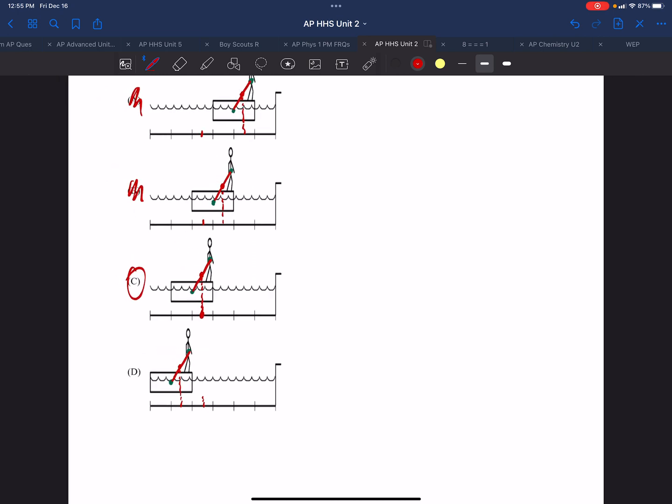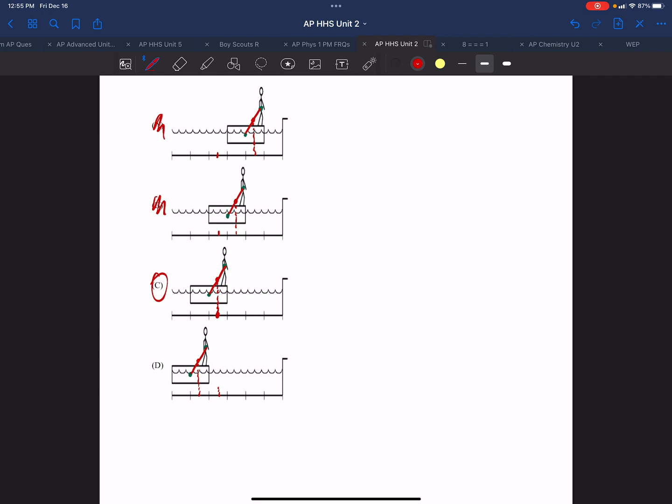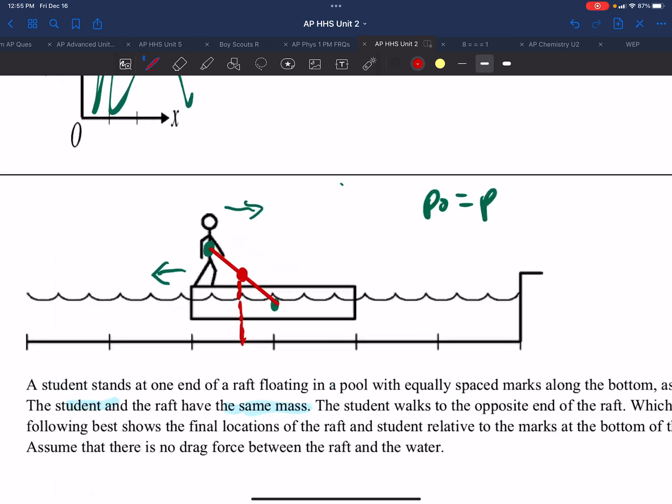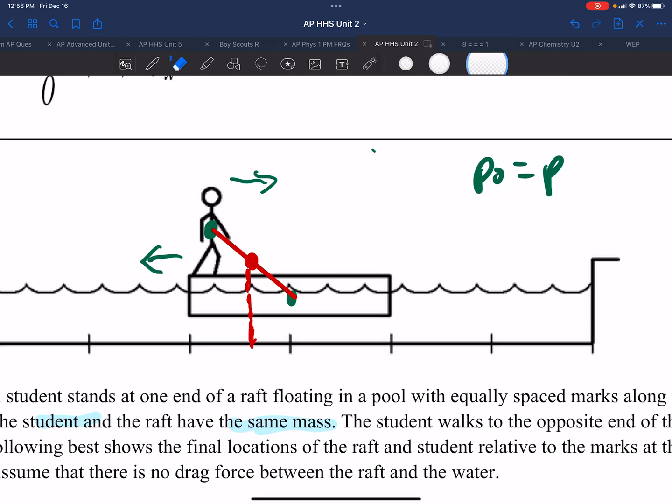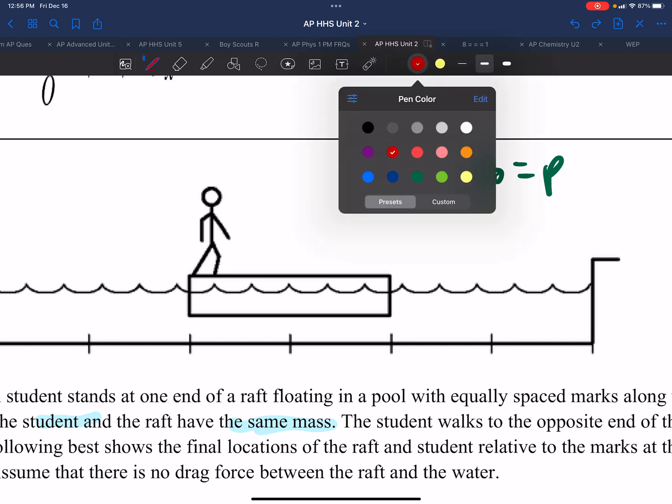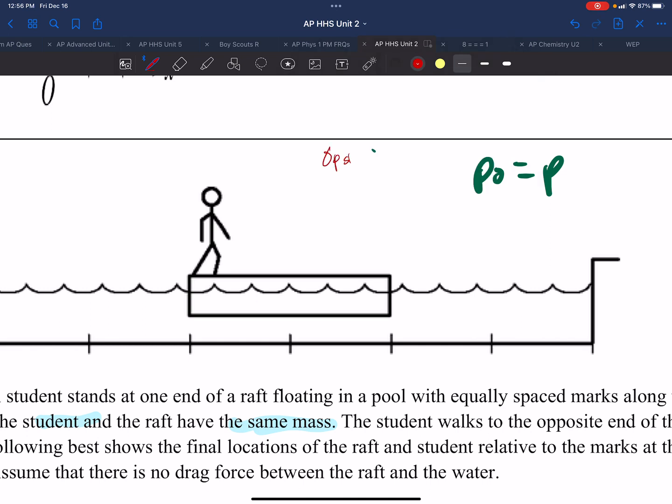This is not the intuitive way to go about doing this, but it is the easiest way to go about solving this. The other way we can think about this, however, is to think about this from the momentum and the velocity. So if we have a change in momentum, the change in momenta of each body must be equal. The delta P of the student must equal and be opposite to the change in momentum of the raft. And so this is M delta V, and this is M delta V. Now, the masses are the same.